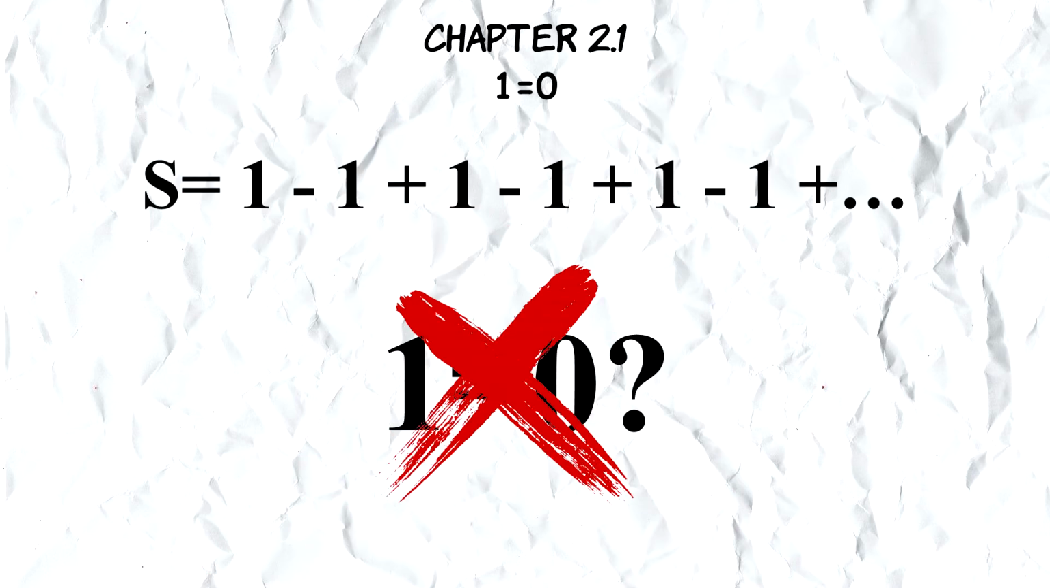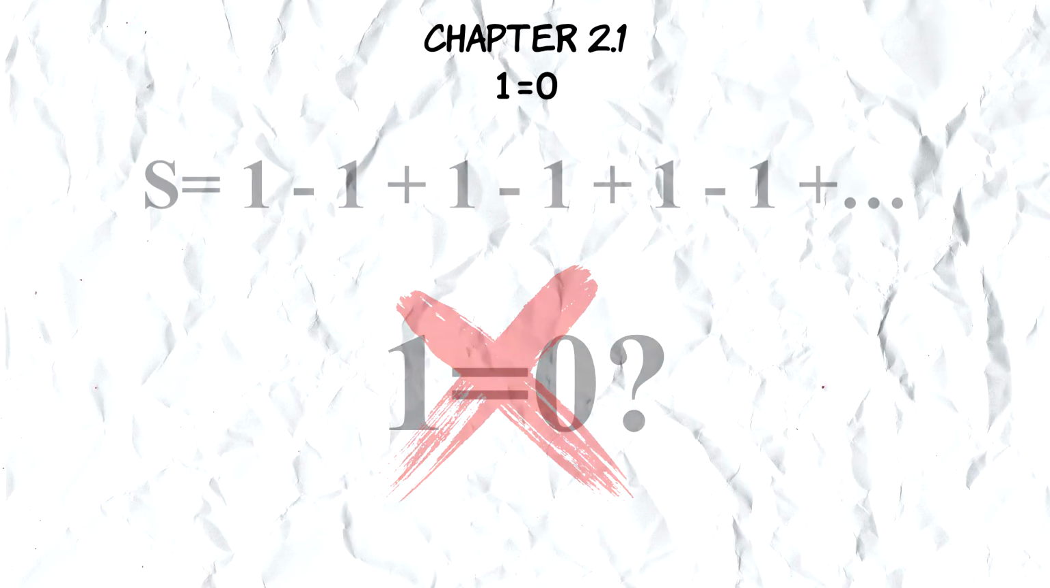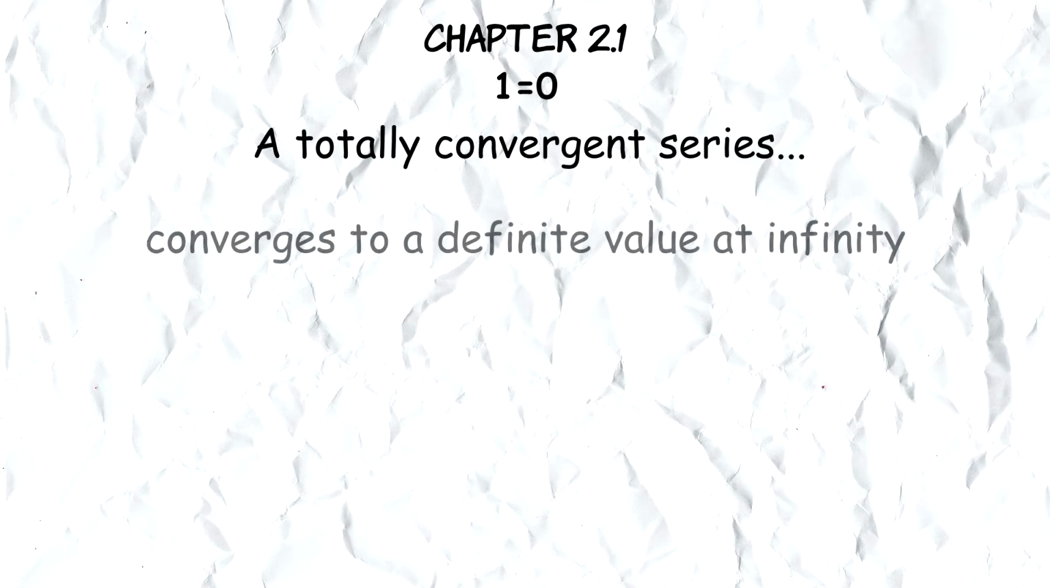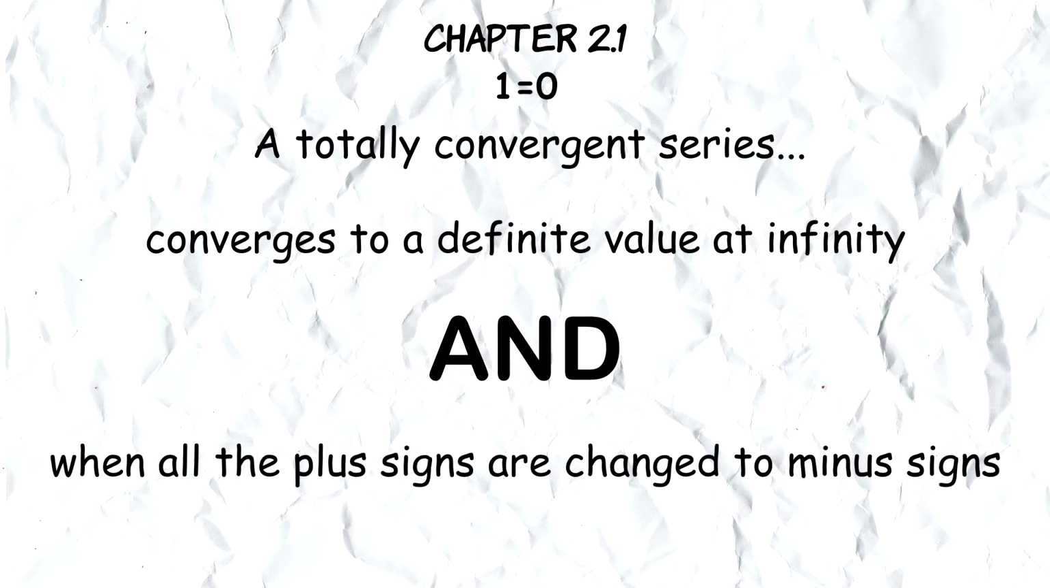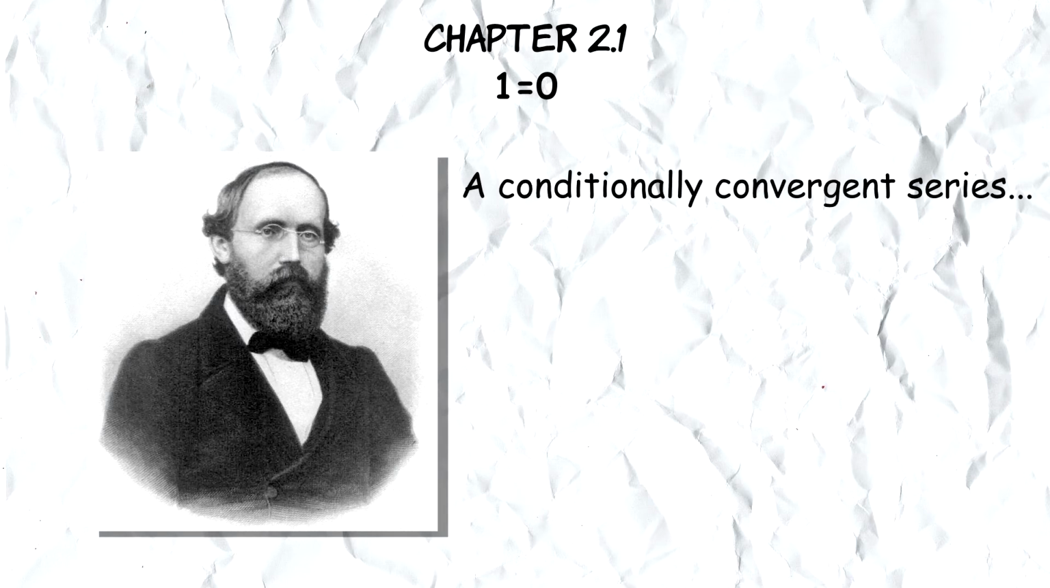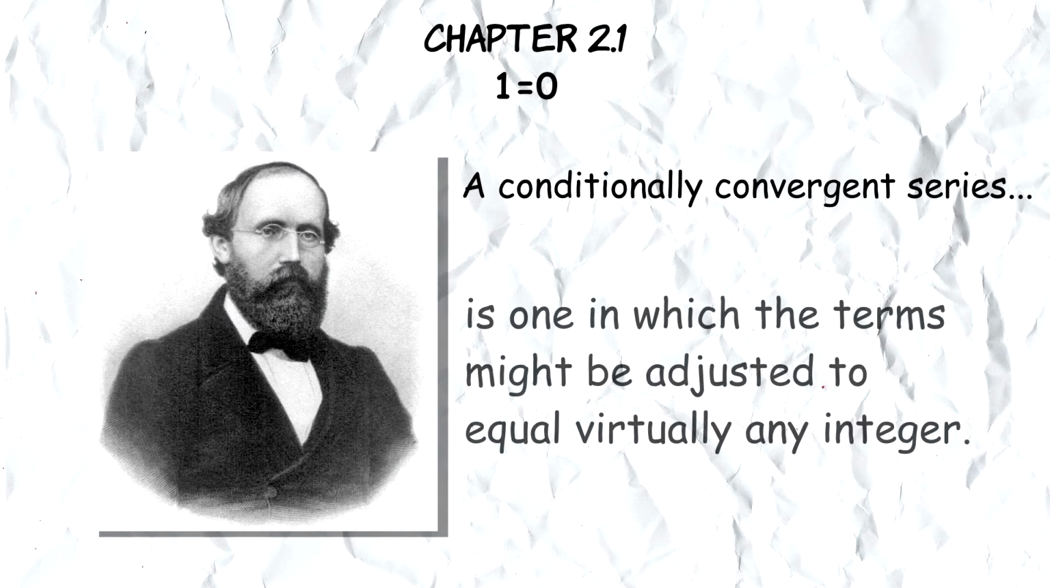The convergence of this series is to blame for this mistake. An absolutely convergent series is one that not only converges to a definite value at infinity, but also converges when all the plus signs are changed to minus signs. A conditionally convergent series, one that is not absolutely convergent, was demonstrated by the German mathematician Bernhard Riemann to be one in which the terms might be rearranged to equal virtually any number.